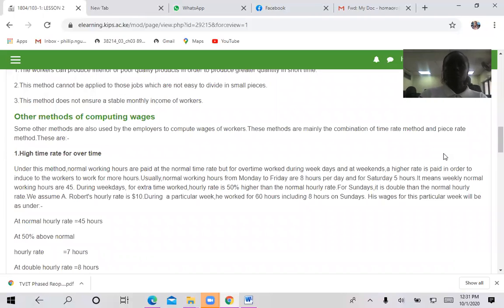So this method does not ensure stable monthly income of workers. The workers cannot plan for the amount because they are not sure how much they are going to earn. So it is not a good method because it does not ensure a stable monthly income of workers. So we have other methods of computing wages. We have high time rate for overtime.